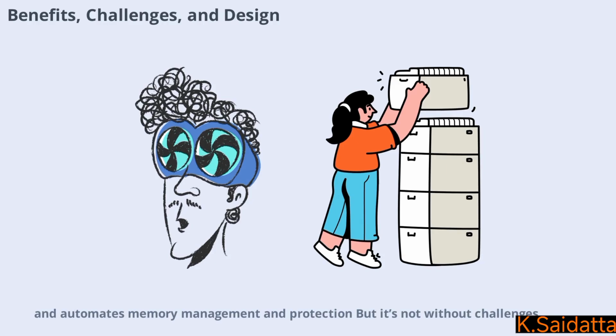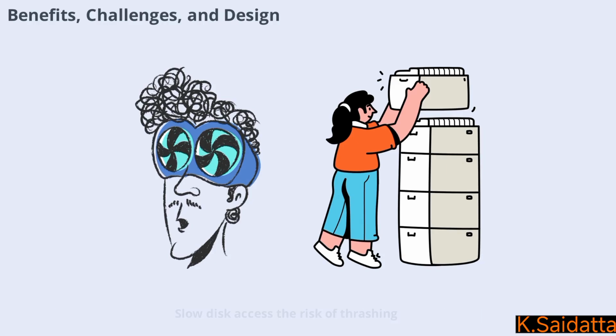But it's not without challenges. Slow disk access, the risk of thrashing, and the complexity of hardware and algorithms all need to be managed. Design trade-offs come into play. Choosing page size, TLB size, and replacement policies all affect performance and resource use.